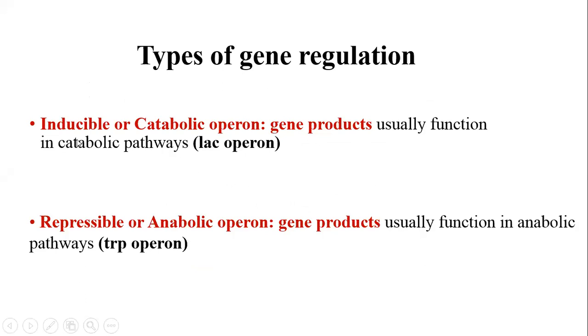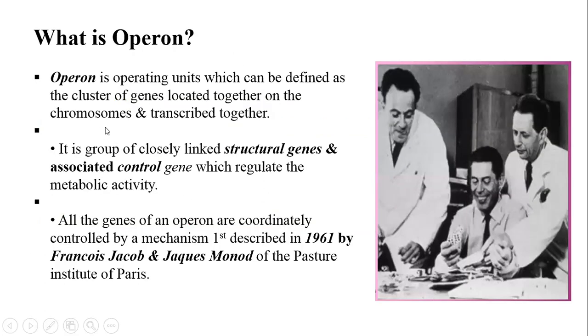Depending on the mechanism of function, there are two types of gene regulation or operons available. First, there is the inducible or catabolic operon, where gene products usually function in the catabolic pathway. The lac operon is an example of this catabolic operon. Another one is the repressible or anabolic operon, where gene products usually function in anabolic pathways. The tryptophan operon is an example of this repressible or anabolic operon.